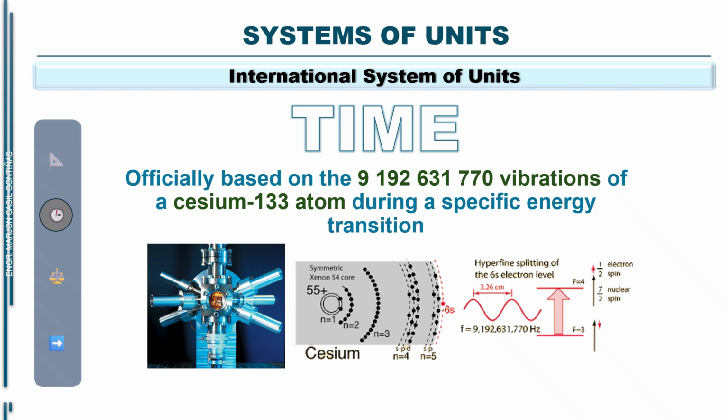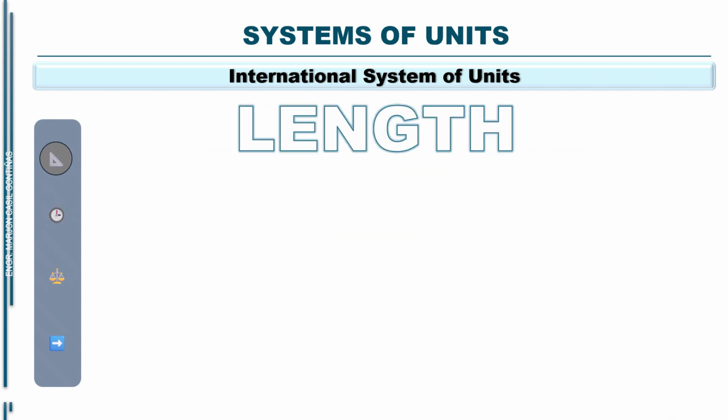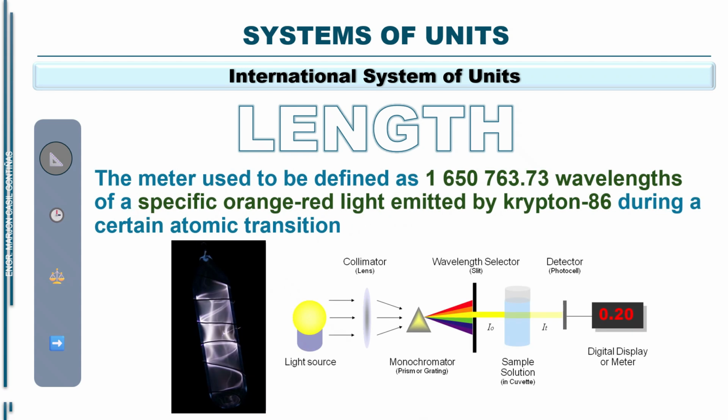Instead of relying on clocks, we now rely on atomic vibrations. That's why atomic clocks are the most accurate in the world. Next, length. Way back, a meter was originally defined as 1/10,000,000th of the distance from the equator to either pole. But as science advanced, we needed something much more precise.